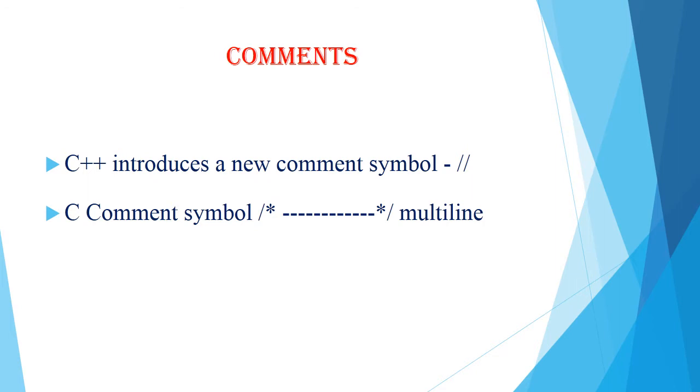Next is the comment statement. In C, we use the comment symbol slash asterisk, and the comment ends with asterisk and slash. This is used for multi-line comments. And in C++, double slash is used to specify the comment.